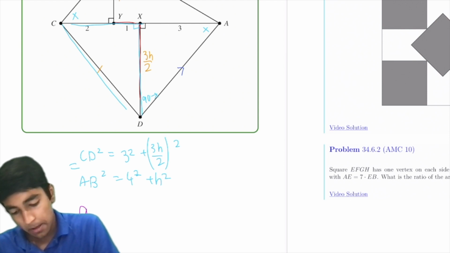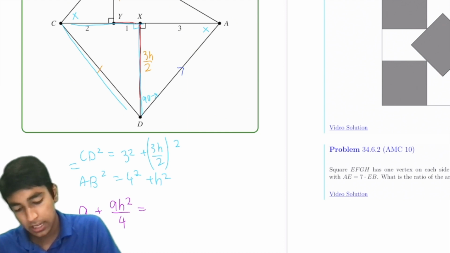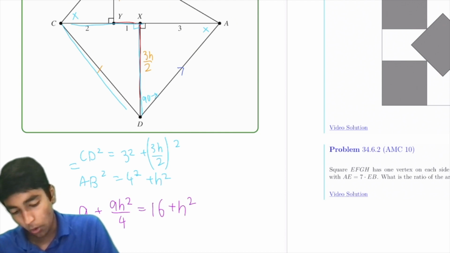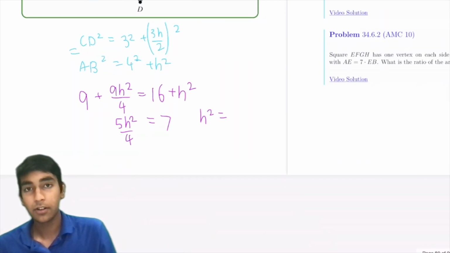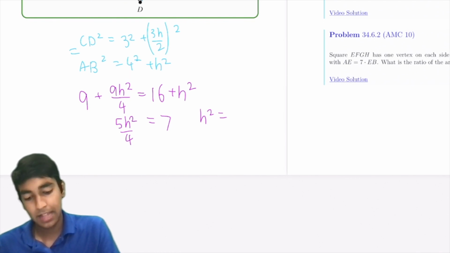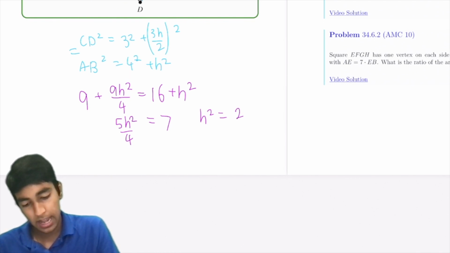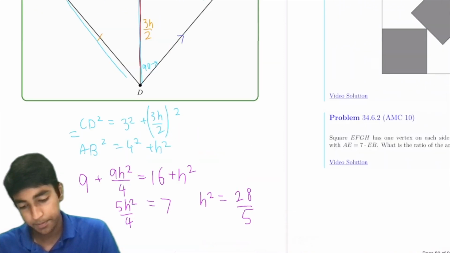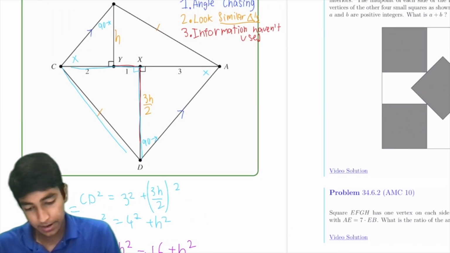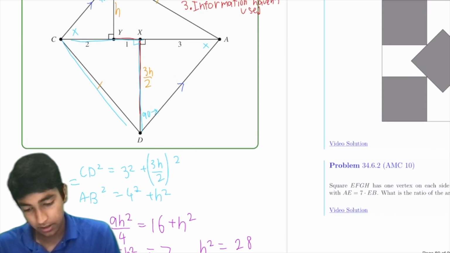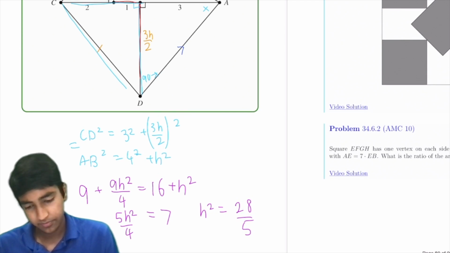We have 9 plus 9h squared over 4 equal to 16 plus h squared, or 7 equal to 5h squared over 4. Therefore h squared equals 4/5 times 7, which is 28 over 5, right? But we're trying to find the area, right? Not just the side length. So how should we find the area?